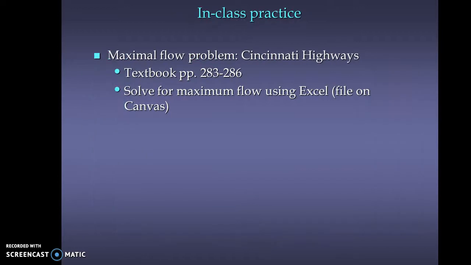Now, let's look at a particular example in the text, pages 280 through to 286. This is an example that's given through an interstate highway system in and around the city of Cincinnati. And we're trying to solve for maximum flow.